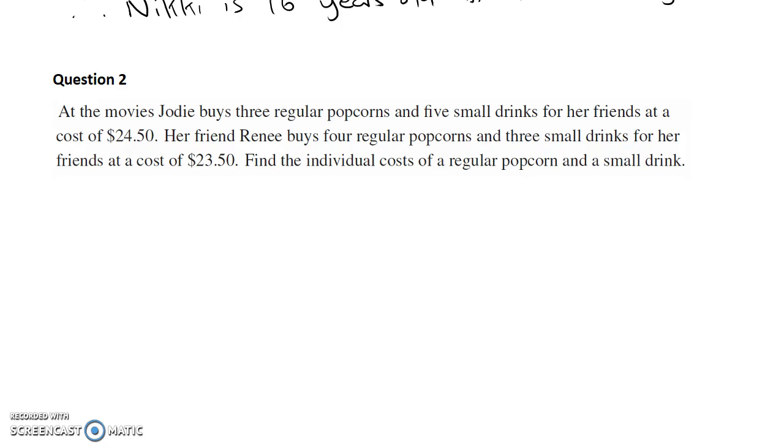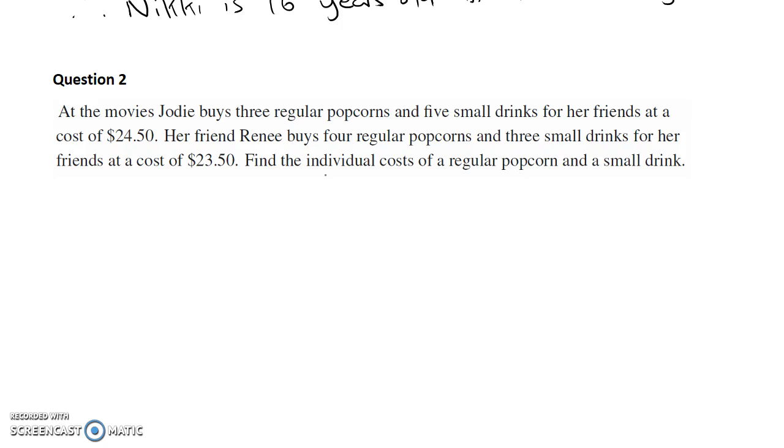So again, our first step is to define a variable for each unknown. Now, sometimes actually identifying what the unknowns are can be tricky. Our question clearly says at the end, find the individual costs of regular popcorn, so that's one unknown, and a small drink, that's the other unknown. So straight away we've got our two unknowns and we need to define a variable for them.